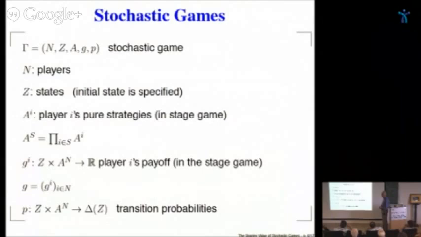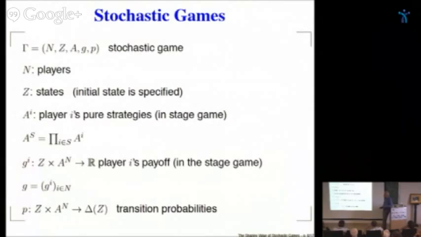And so this is a mapping from Z cross A to the N to R. And the last element of the stochastic game is the transition probabilities. So at every position, at every time, depending on the state of the system at that moment and the action taken by the players, there's a transition probability that's a distribution over the state the next time.